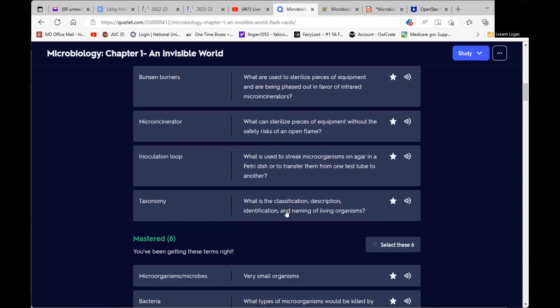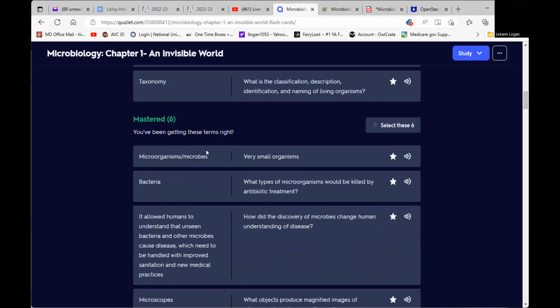Inoculation loops are used to streak microorganisms on agar in a petri dish or to transfer them from one test tube to another. Taxonomy is the classification, description, identification, and naming of living organisms. Microbes are very small organisms. Bacteria are types of microorganisms that would be killed by antibiotic treatments.